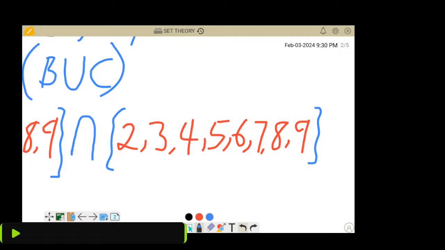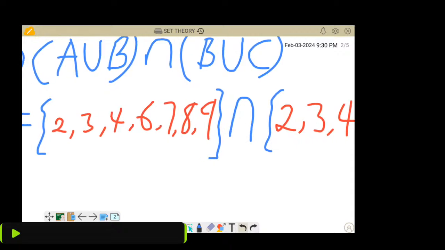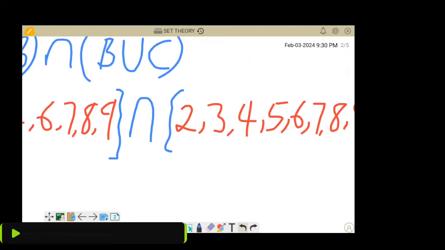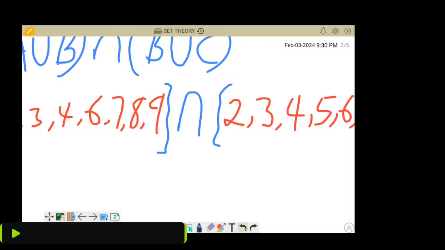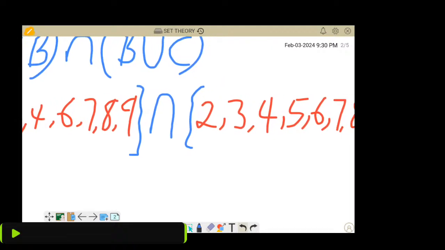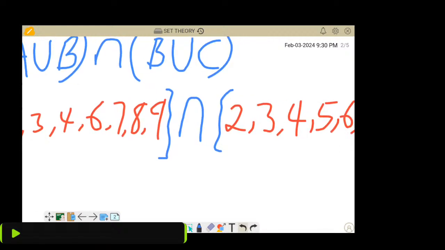So what is now the intersection between these two sets? Those are the numbers they have in common. They have 2, 3, 4, 6, 7, 8, 9 in common. The only number they don't have in common is number 5. That will not be there.